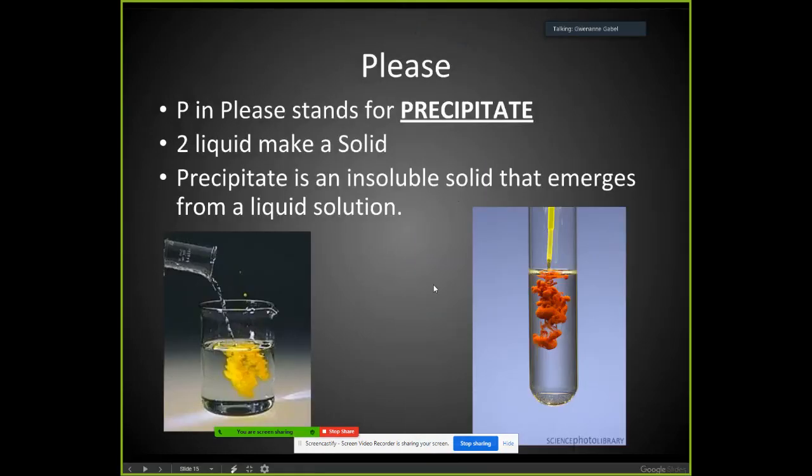So this is just, again, reviewing each vocabulary word I just went through for you. The P stands for precipitate, and it's when two liquids make a solid. Okay, that's the key. Two liquids make a solid, and you can see that right here. They added two liquids, and this yellow stuff is going to solidify. I actually did this in high school. It was really cool. And then over here, you see it looks real thick and chunky. It's going to solidify.